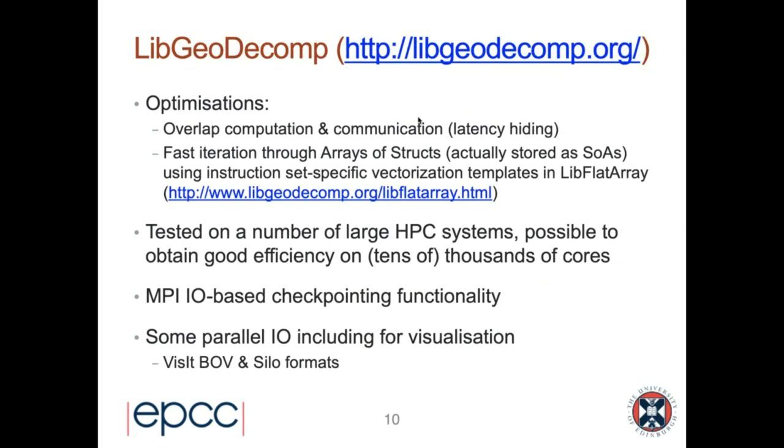Other aspects which might convince us to use LibGeoDecomp are that quite a bit of optimization effort has been invested in it to do all the things that we know from a parallel computing perspective are good things to do if you want good parallel performance. In particular, latency hiding by overlapping computation and communication.